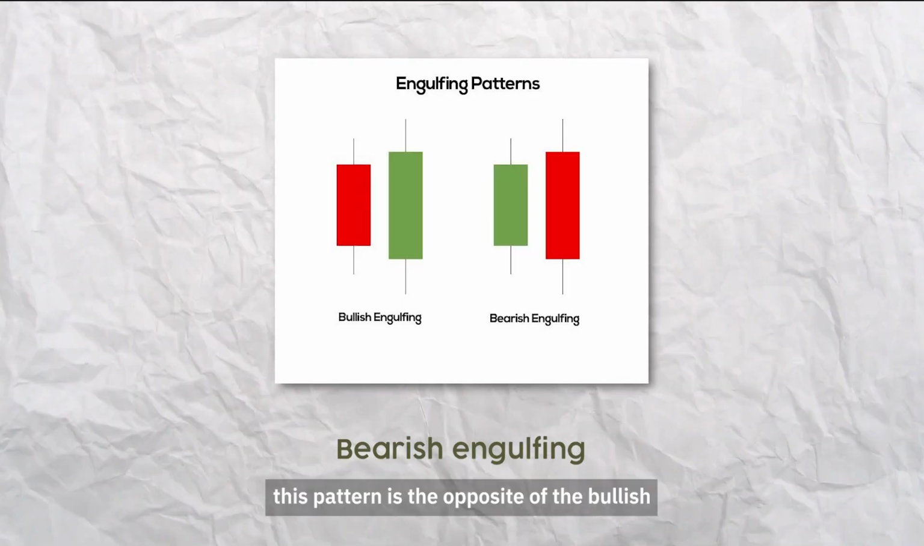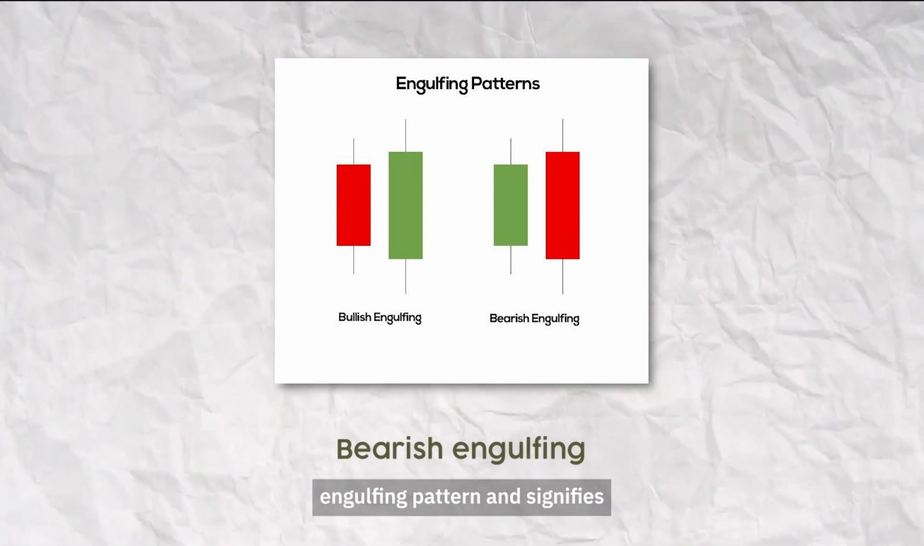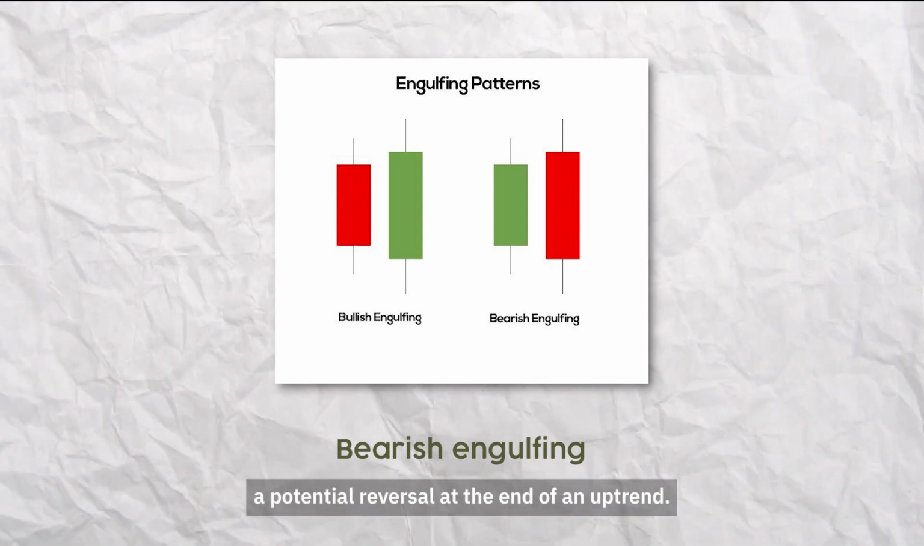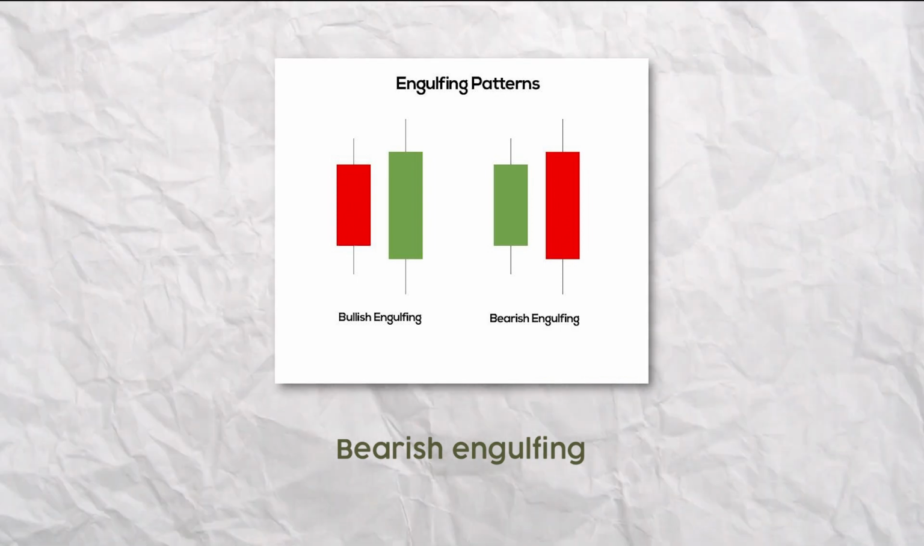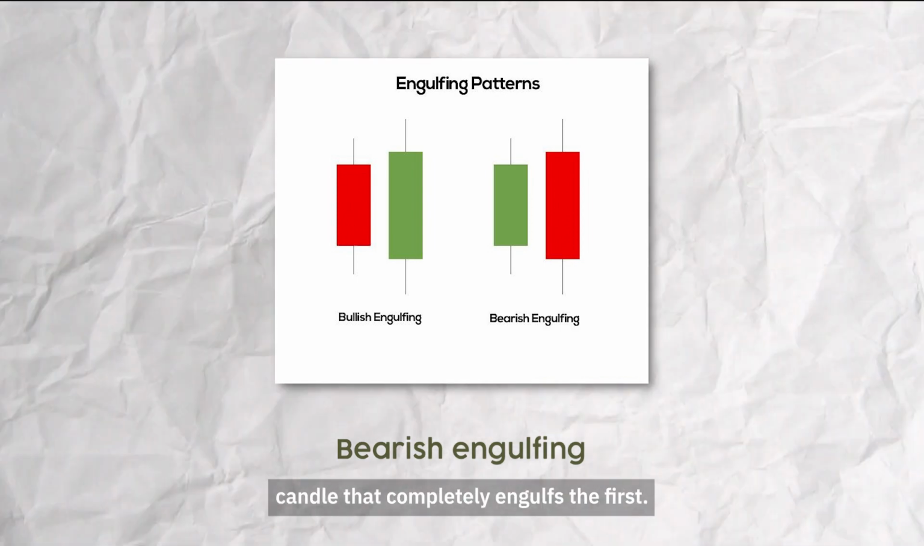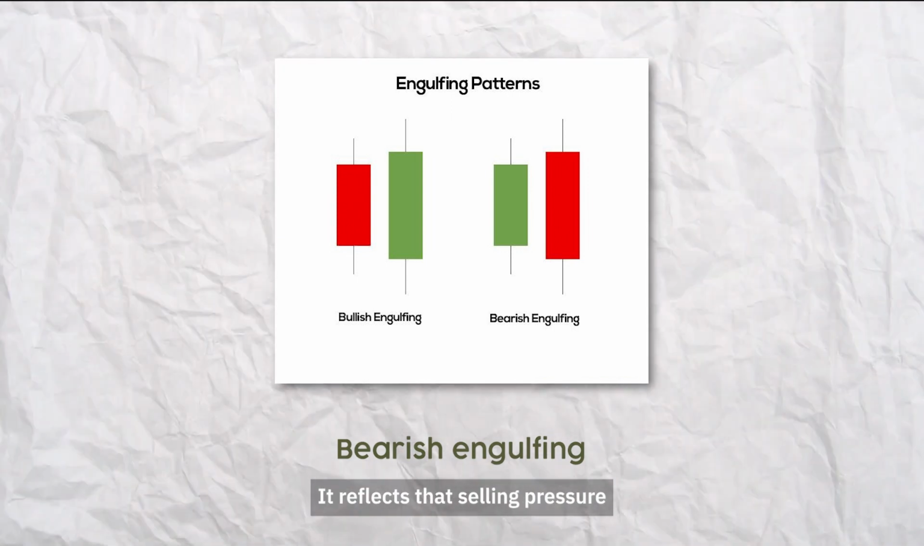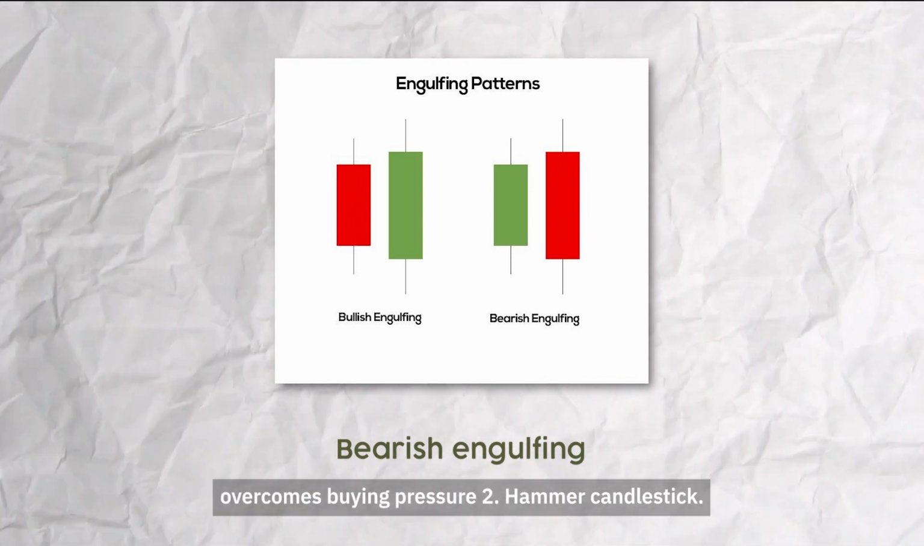Bearish engulfing. This pattern is the opposite of the bullish engulfing pattern and signifies a potential reversal at the end of an uptrend. The first candle is a small bullish candle, and the second is a large bearish candle that completely engulfs the first. It reflects that selling pressure overcomes buying pressure.